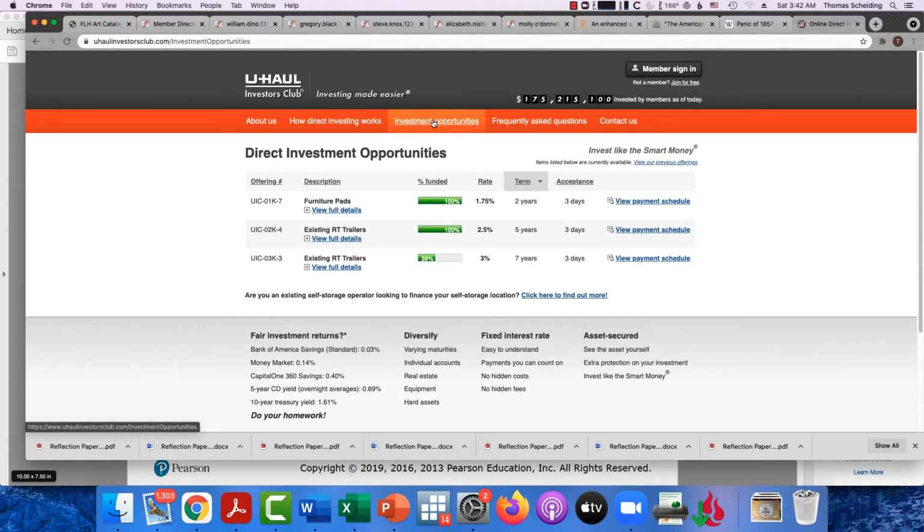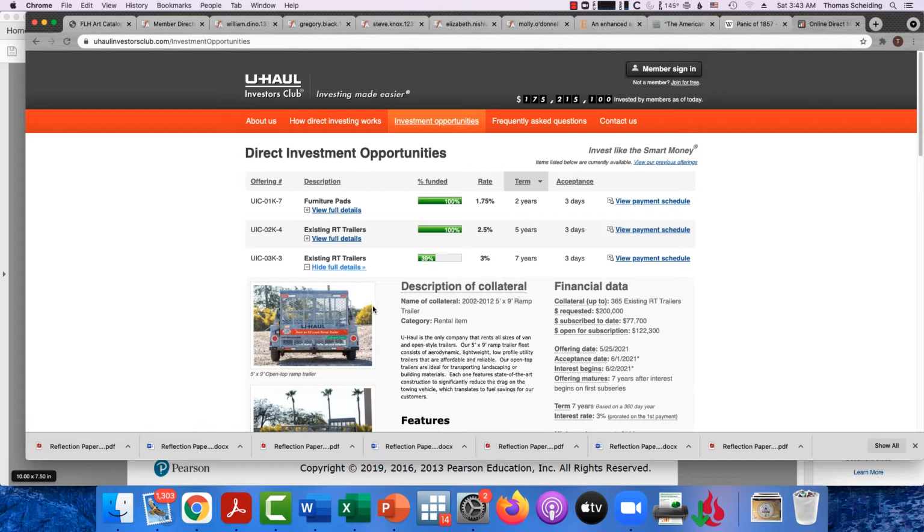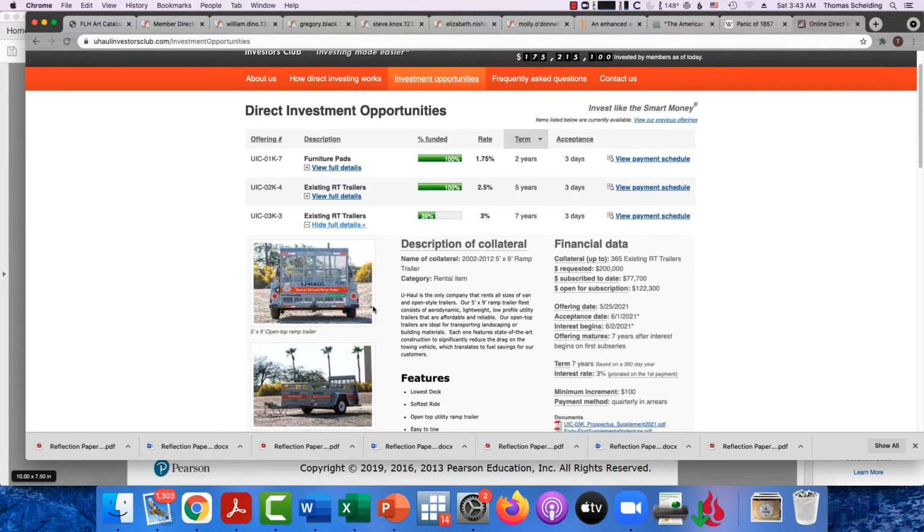One reason why this might appeal to a direct investor is that we've probably all used U-Haul at some point in our life. So we know what trailers look like, we know what furniture pads look like, we can see the interest rate, and we can see how long the time period is. This one is for the trailers. They need $200,000 for 365 trailers, and people put up about $77,000.